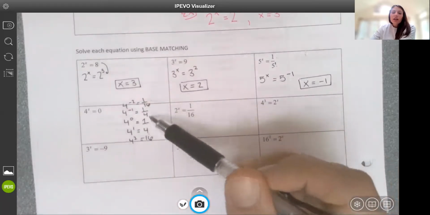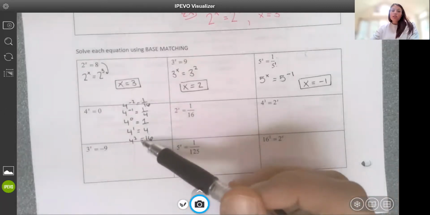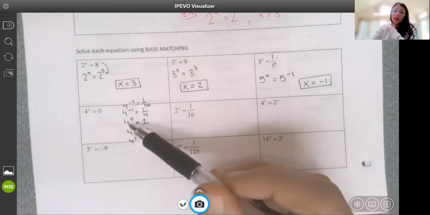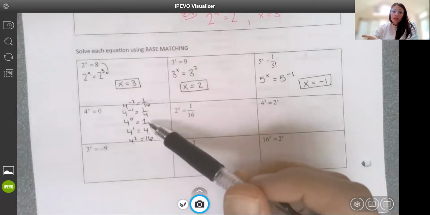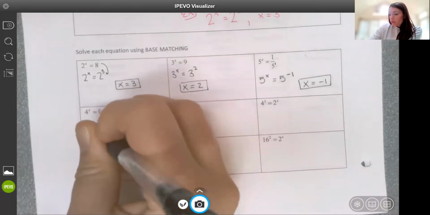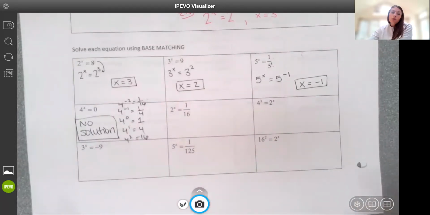So you can see I'm never going to hit 0 here. Negative exponents are just going to give me smaller fractions. Positive exponents are going to grow exponentially the other way. And having an exponent of 0 always gives me 1. So we're just going to have no solution here. There's no exponent that I could raise 4 to and have the result be 0.